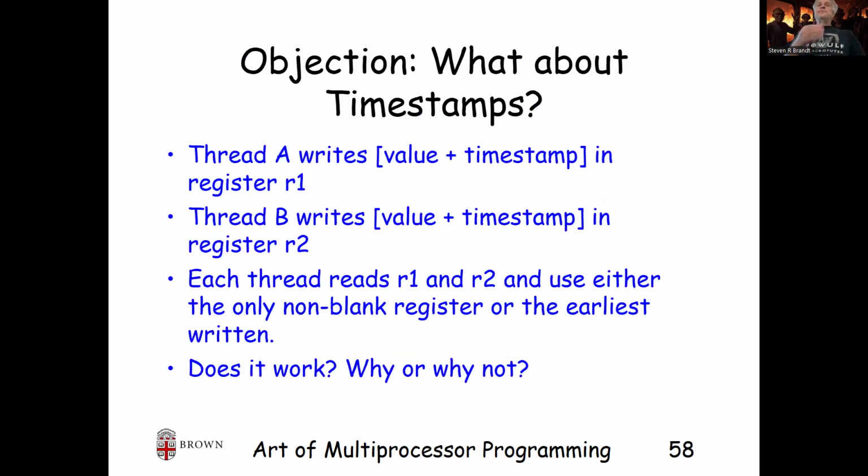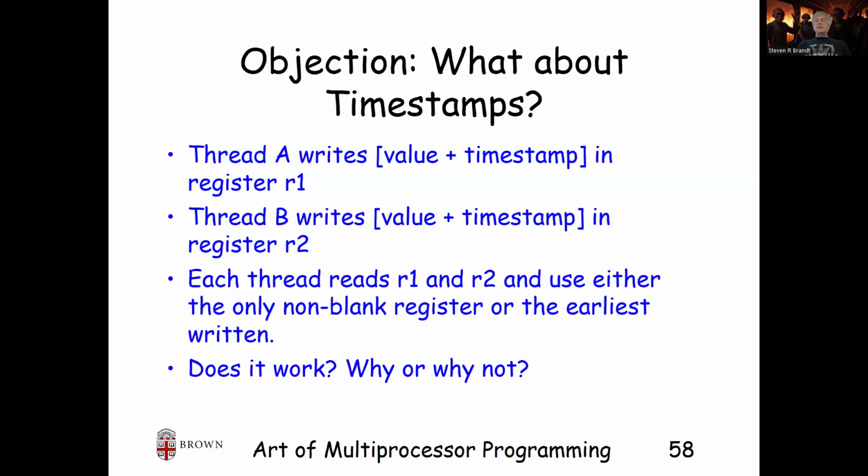All right. So here's a question for you, just sort of to mess with your head a little bit. Suppose I have a timestamp, right? Suppose I write a value and we have like a 64 bit register or something, and A writes a value plus a timestamp in register R1, and B writes a value plus a timestamp in R2, and then each reads R1 and R2, and uses only the non-blank register or the earliest written. Does it work? No, why not? They could both write at the exact same time.